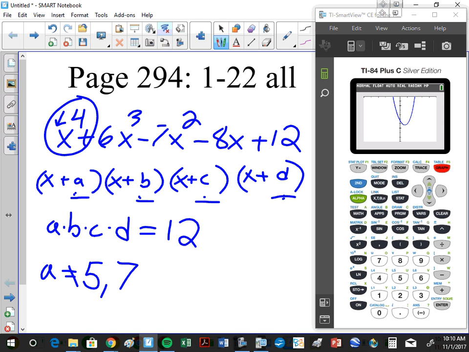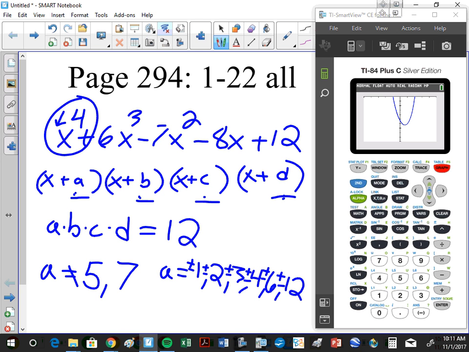Okay, can A equal 7? No, so instead of asking what A couldn't be, let's ask what could A be? Well, let's start at the bottom. A could equal 1 or 2 or 3 or 4, 6, or 12. That's it. But what about the signs? Could A be negative 2? Could it be 2? Yeah, so we actually say plus or minus 1, plus or minus 2, plus or minus 3, plus or minus 4, 6, and 12. Okay? Those are the possible rational roots.